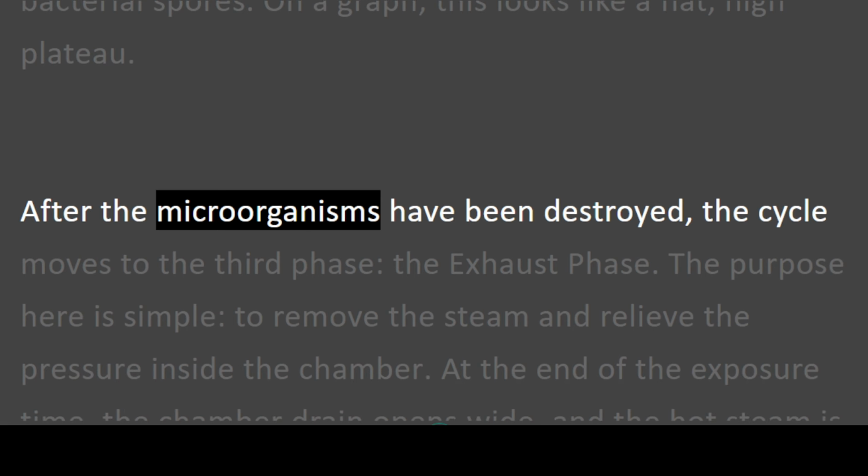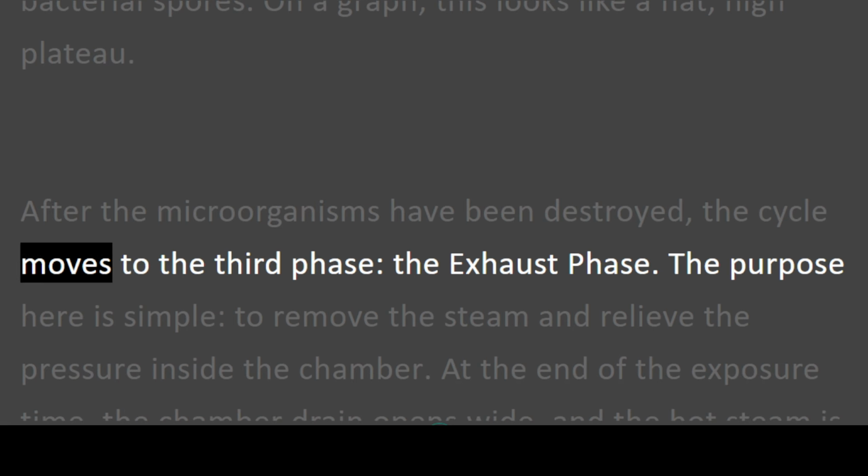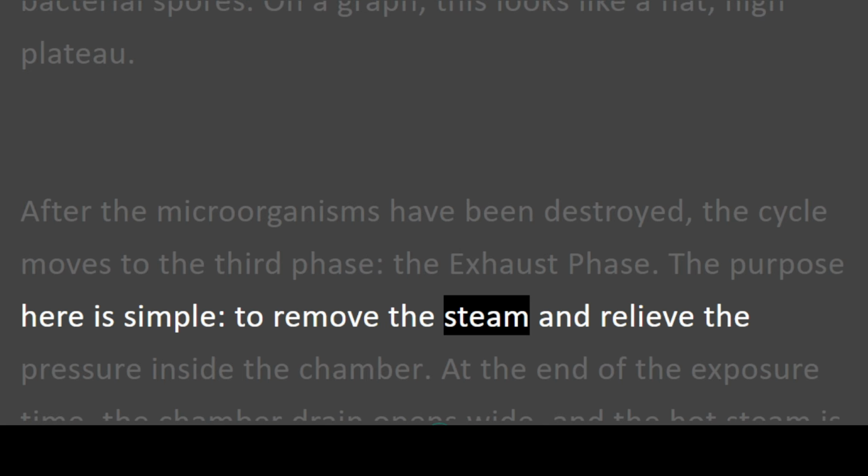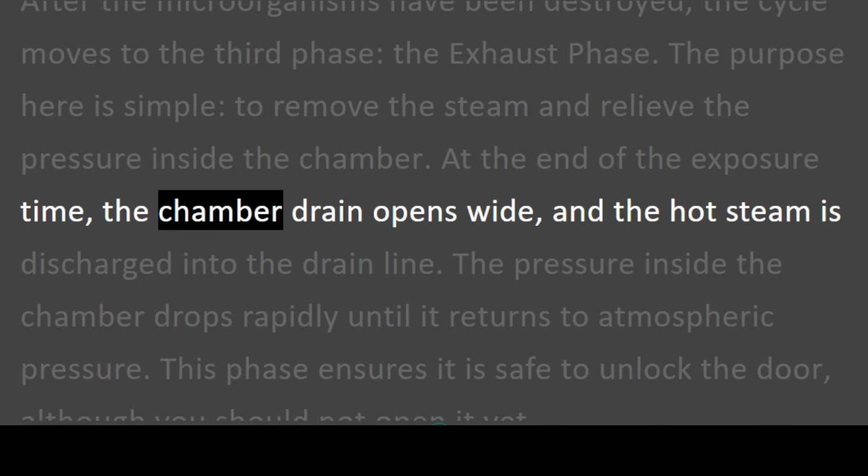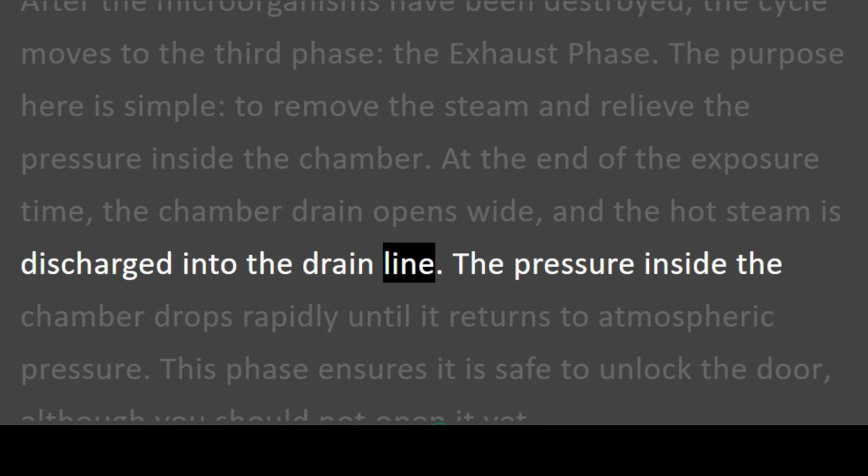After the microorganisms have been destroyed, the cycle moves to the third phase, the exhaust phase. The purpose here is simple: to remove the steam and relieve the pressure inside the chamber. At the end of the exposure time, the chamber drain opens wide, and the hot steam is discharged into the drain line.